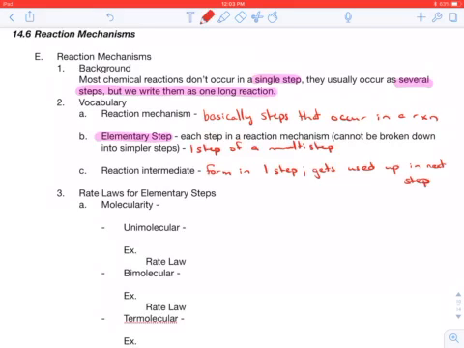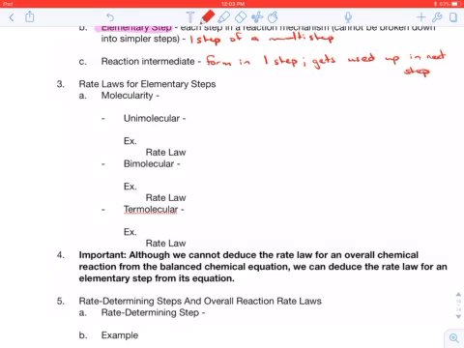For our rate laws for elementary steps, we have what is called molecularity. Molecularity tells us how many molecules are reacting. If we have unimolecular, that means we only have one molecule or one substance reacting. That would be like maybe H2 breaking down into two H's. And so our rate law is going to be just one thing here, so it's got to be first order with respect to that.